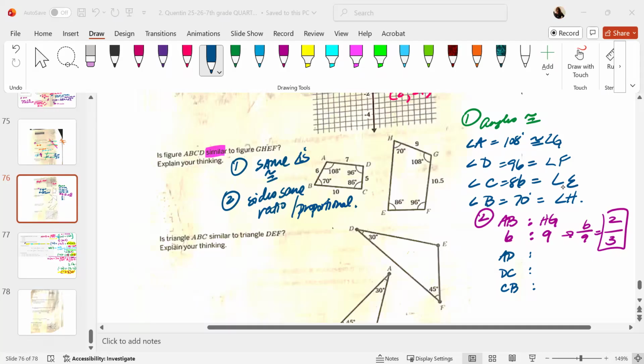All right, for AD, what's AD? AD is 7. And HG, AD is to what? Is 10.5. So then 7 divided by 10.5, which is what? That's not 1.5. 7 is smaller than 10.5. There's no way that's going to be 1.5. What is 7 divided by 10.5?